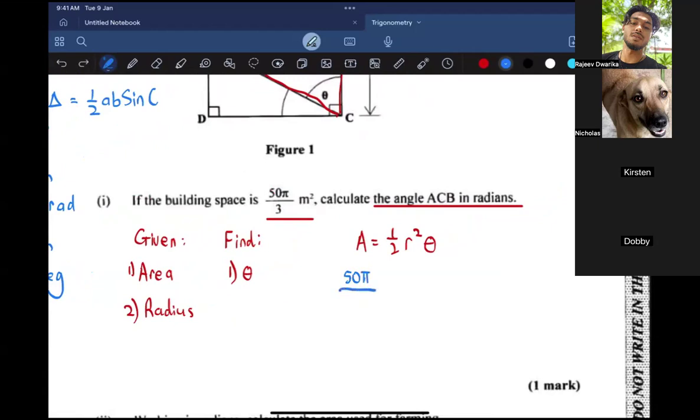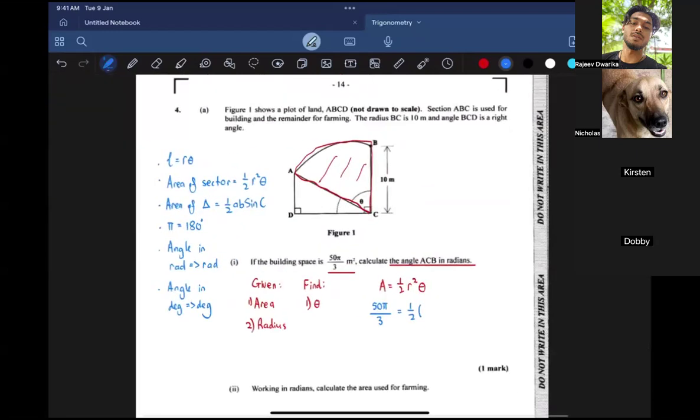What is the radius they give us? 10. Do we know what the angle is? No. So we're trying to find that. I think I gave away enough help. I think you could find theta from there. Make theta the subject of the formula. Listen, if anything is confusing, you let me know.